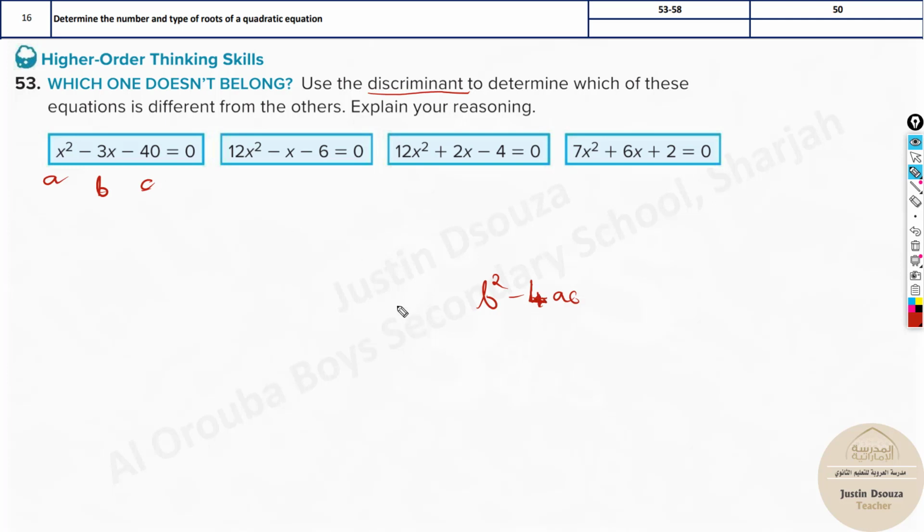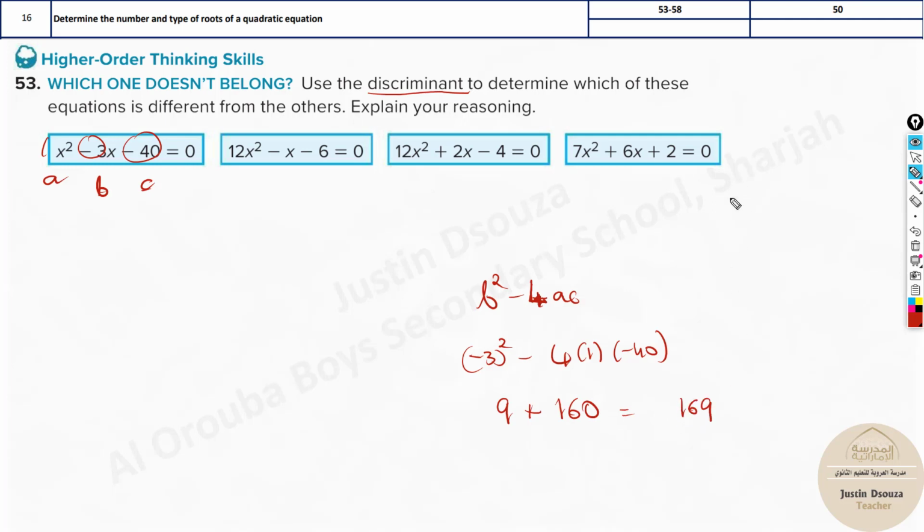Let's just substitute this over here. That is 1, minus 3, and minus 40. B is minus 3, the whole square, minus 4 times, what is A? A is 1, and C is minus 40. Let me solve it. It will be 9 minus 4 times 4 is 16. Minus and minus will be plus 160. And the answer over here will be 169.